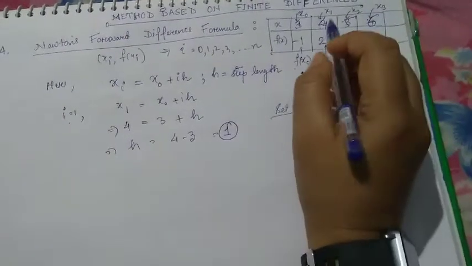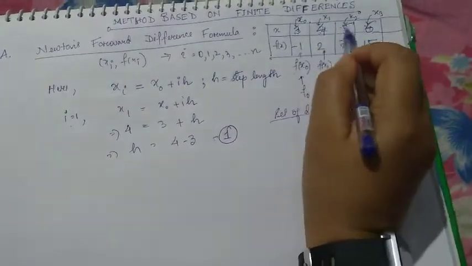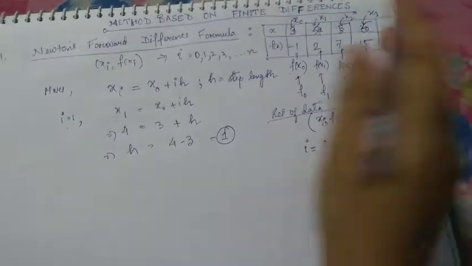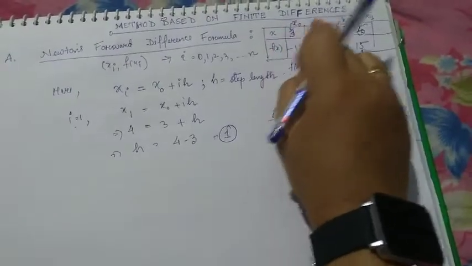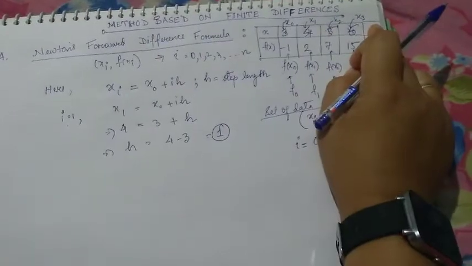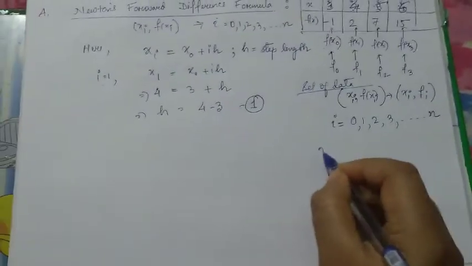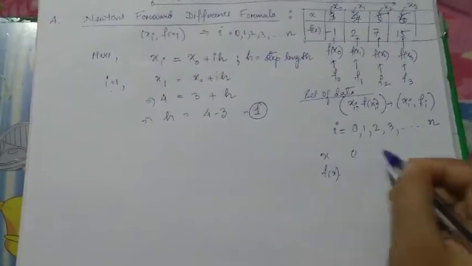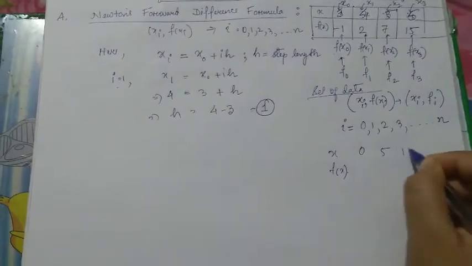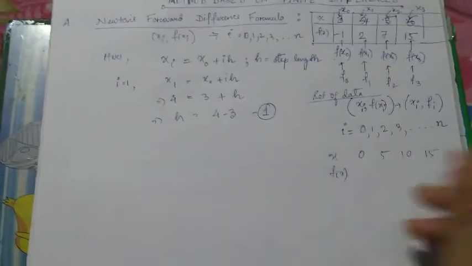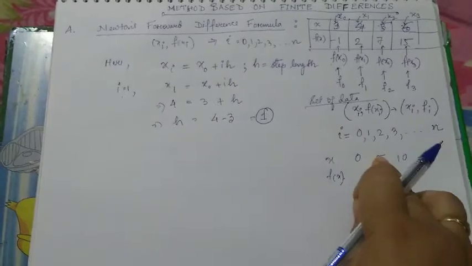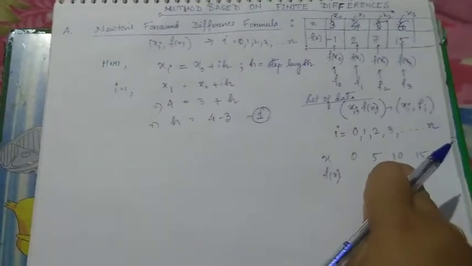You can understand easily: 4 minus 3 is 1, 5 minus 4 is 1, 6 minus 5 is 1. So the step length is 1, which means we are always going one step ahead. But sometimes the values have a different difference. Suppose you are given x and f(x) as 0, 5, 10, 15, then what is the step length? 0 to 5 is 5, 5 to 10 is 5, 10 to 15 is 5. So this is the step length.